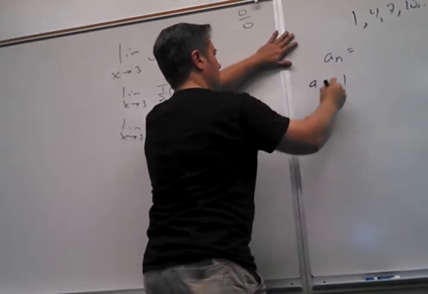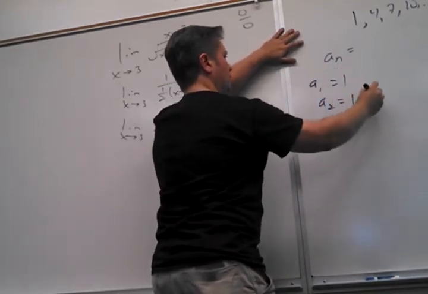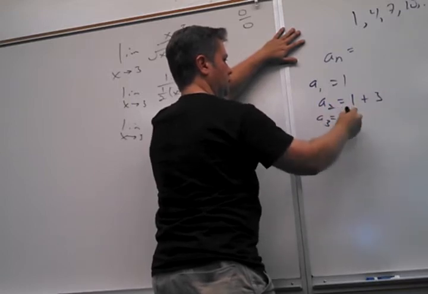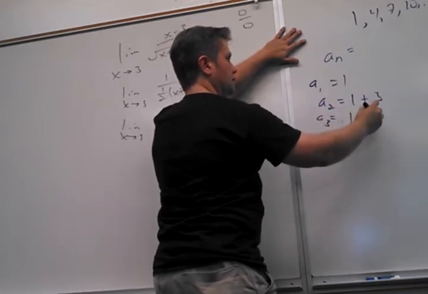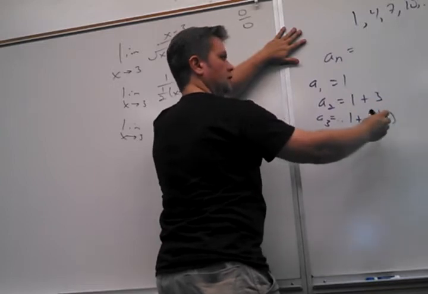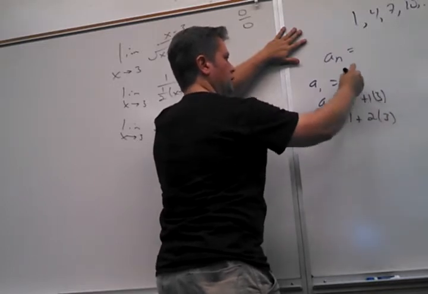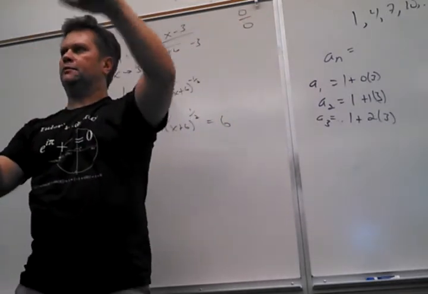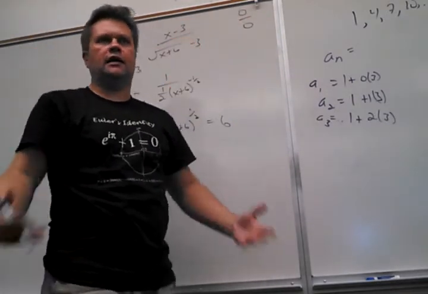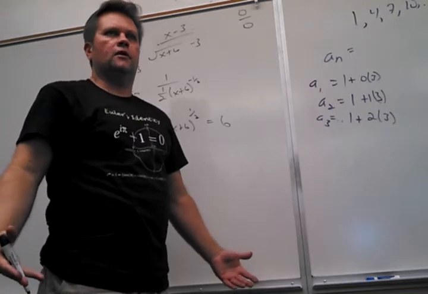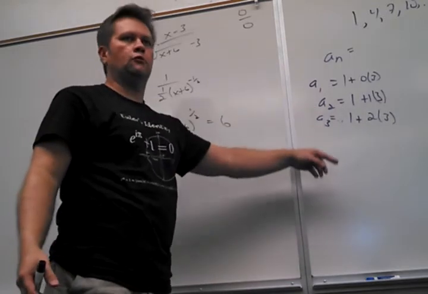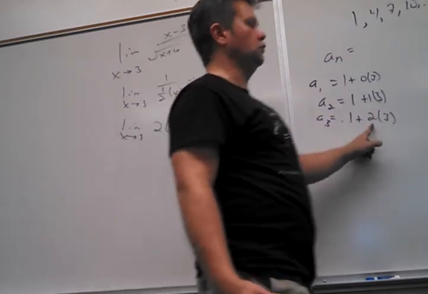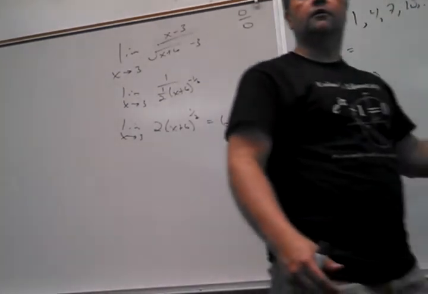a1 is 1. a2 is 1 plus 3. a3 is 1 plus 6, so 2 threes. So a2 is 1 plus 1 three, and a1 is 1 plus no threes. This is all about taking steps away from something. If I'm at 1, I haven't taken any steps yet. If I'm at the second term, I've taken 1 step, that's 3 big. Then I take 2 steps, that's 3 big.